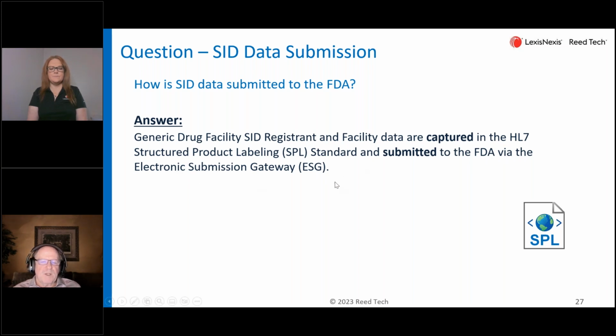So there is all electronic submission going on. This is not an email. It's not, as in years past, delivery by regular physical mail. None of that is happening here. It's all done electronically through this electronic submission gateway.